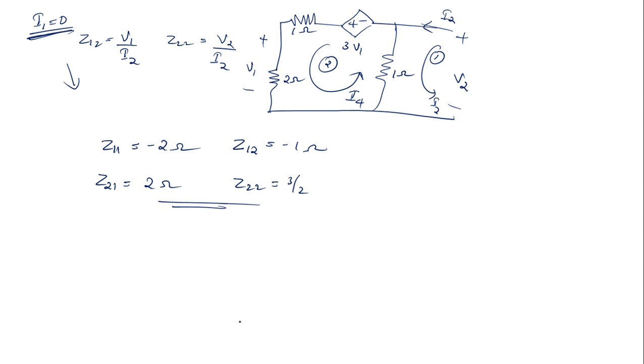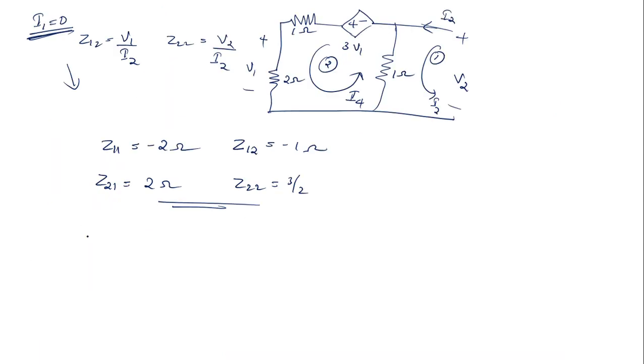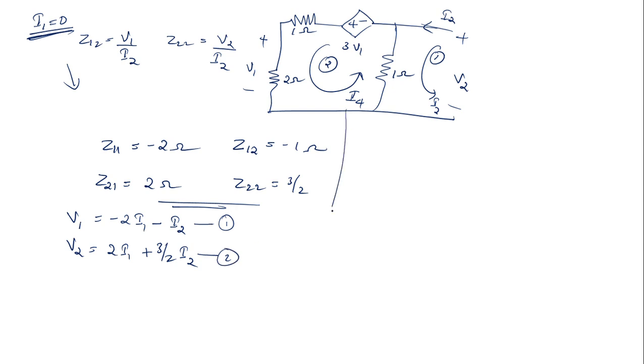Now the next case, you need to find out the Y parameters. You have already found out the Z parameters, so you can just substitute these values in your Z parameter equation. This is your Z parameter equation, right? So you can just substitute the values. V1 is equal to -2I1 minus I2 and V2 is equal to 2I1 plus 3 by 2 I2. Now using these equations you need to find out the Y parameters. So I will give this as equation 1 and this as equation 2.